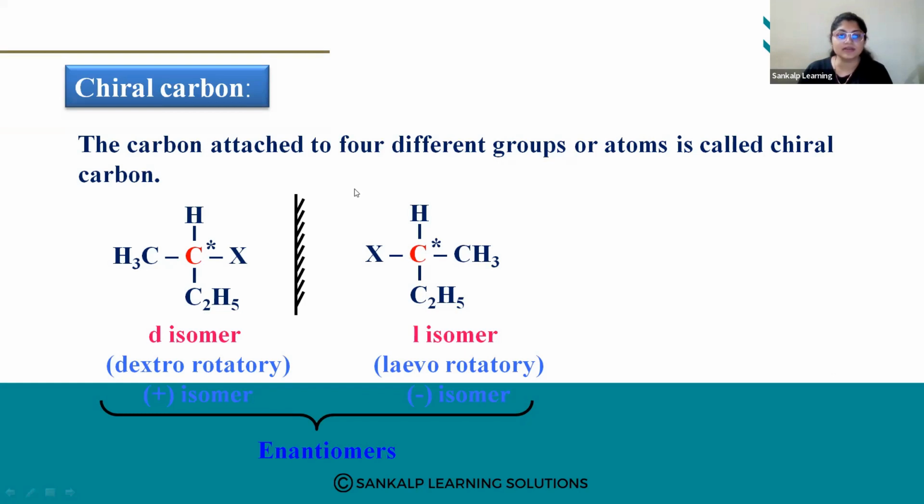Now this is the compound you can see here, and they have taken the mirror image. This is the D isomer, this is the L isomer. If I keep this image on the other, will it be superimposable? No, it is non-superimposable. So these are called enantiomers. When a carbon atom is attached to four different groups or atoms, it is a chiral carbon, and if the mirror images are non-superimposable, they are called enantiomers. So we'll go for the next one.